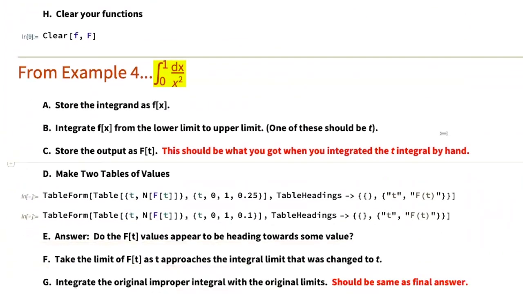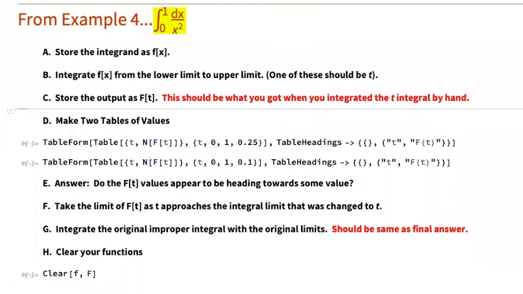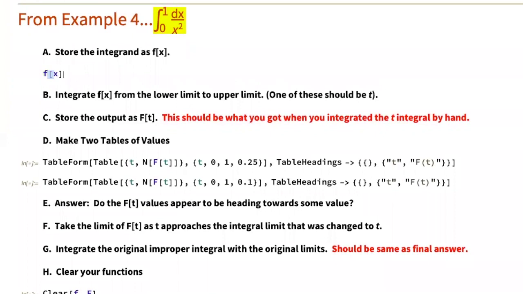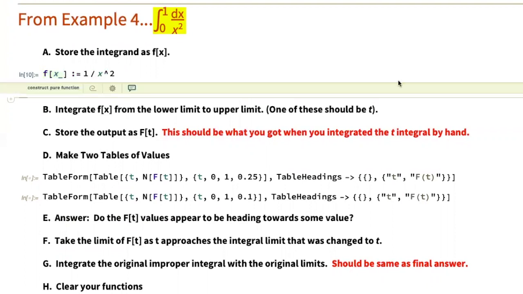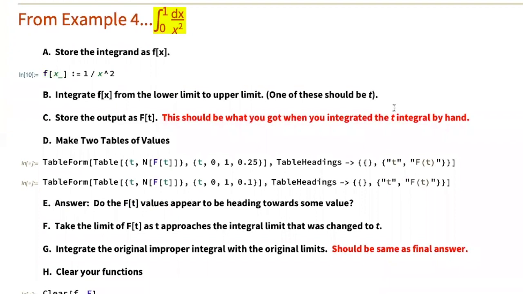All right, so now we're going to go ahead and take a look at example 4, and in yellow here, this was one of the improper integrals in that example, and we're going to go through the steps one more time. So I'll begin by storing my function, which is 1 over x squared, and I need to integrate that from the lower limit to the upper limit, and one of these should be replaced with a t.